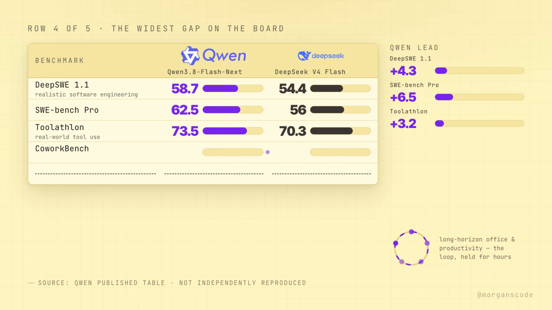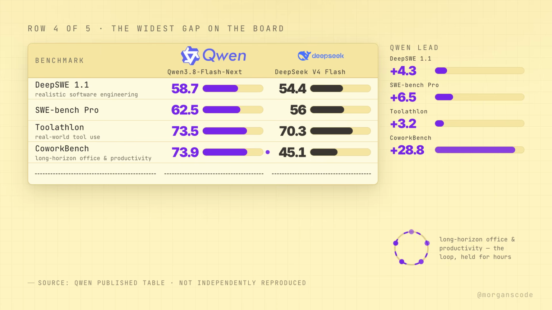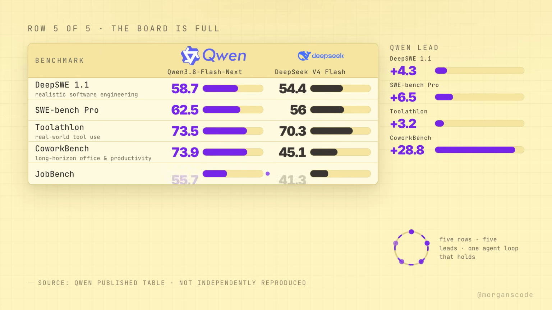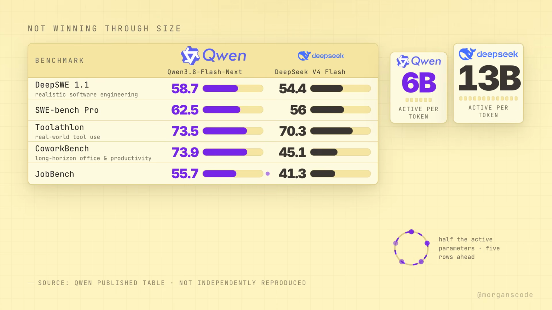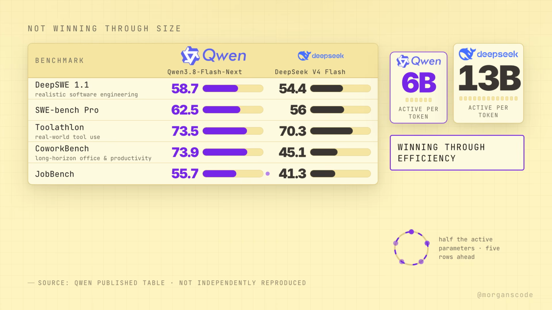On CoWorkbench, which measures long-horizon office and productivity tasks, Qwen scores 73.9%. DeepSeek v4 Flash scores 45.1%. On JobBench, Qwen leads 55.7 to 41.3. DeepSeek is still formidable, but across these agent tests, Qwen is not winning through size. It is winning through efficiency.